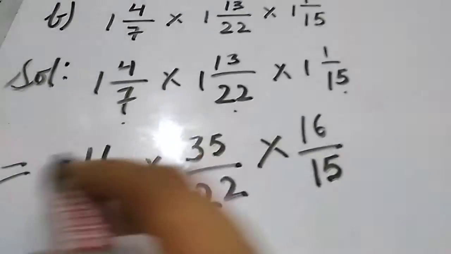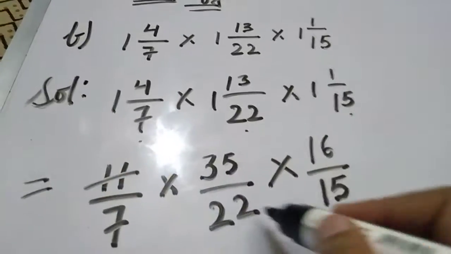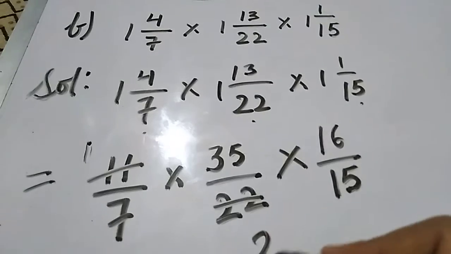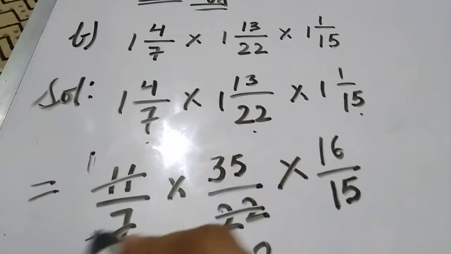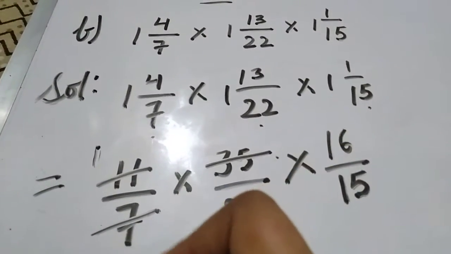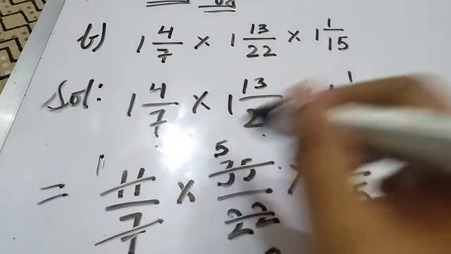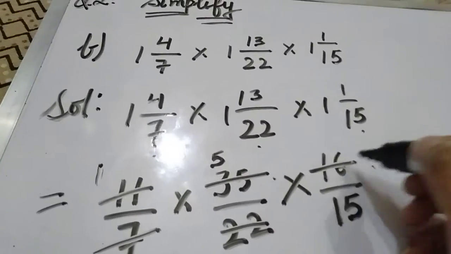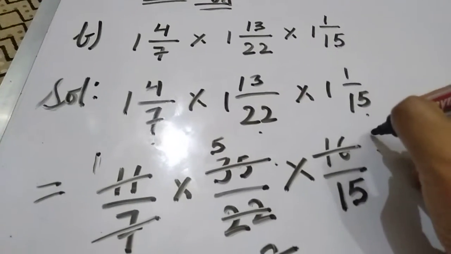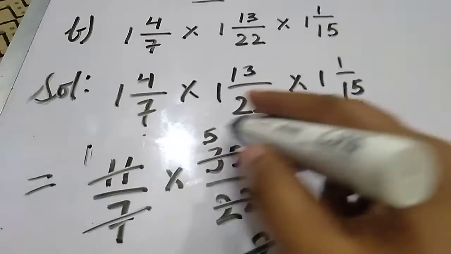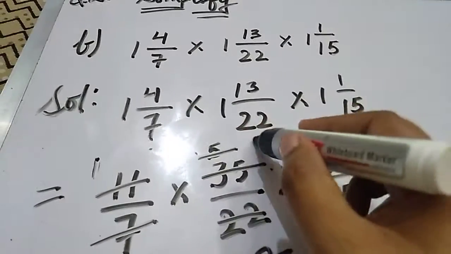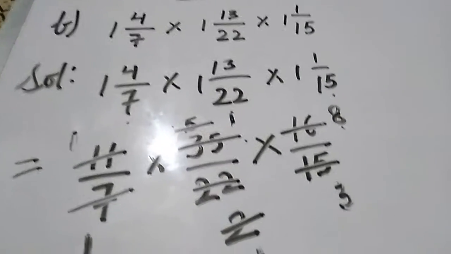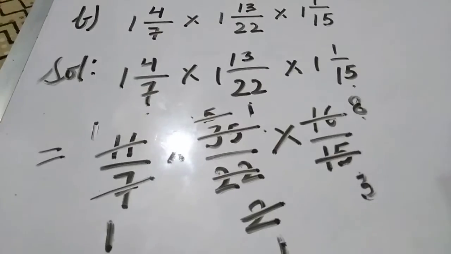Now you have to again cancel in the numerator and denominator. On the table of 11 it goes to 1 and 22 to 2. Now here is 7 and 35. On the table of 7 it goes to 1, 35 to 5. Now again check in cross. Here is 2 and 16. 2 goes to 1 and 16 goes to 8. 5 and 15: 5 goes to 1 and 15 goes to 3. Now there is no common factor among the numerators and denominators.